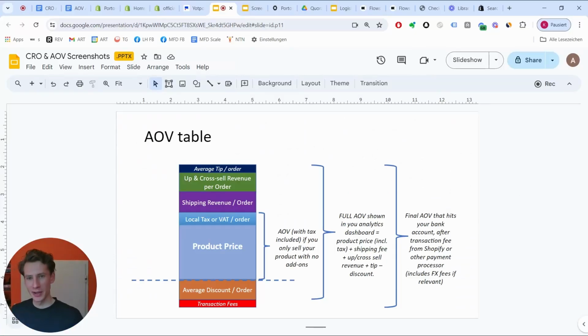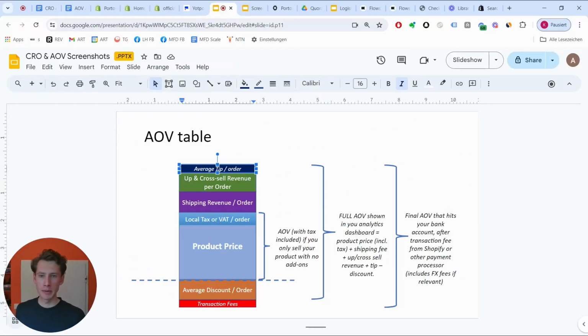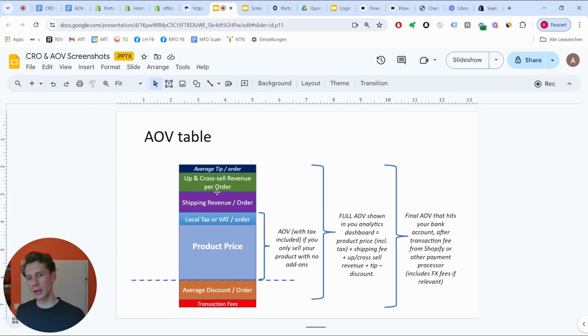All right, we just discussed how you can increase your AOV by optimizing your tipping settings in the checkout section of your Shopify store. Now let's also talk about how you can increase the AOV by up and cross-selling. And that's, of course, step number one is to do it through flows, specifically through email, SMS, and push notification flows. And then I'll show you a completely different way that you can also up and cross-sell. But let's start with flows.